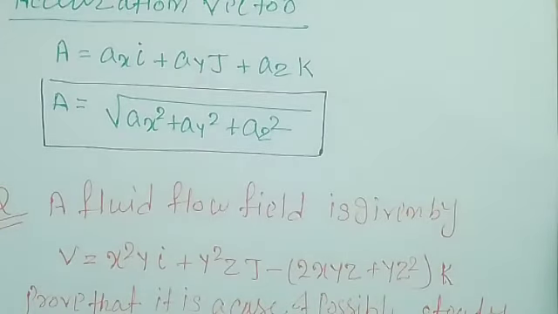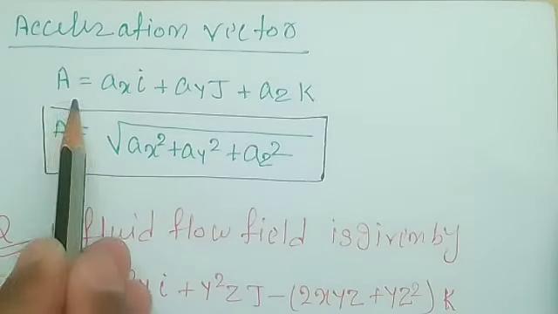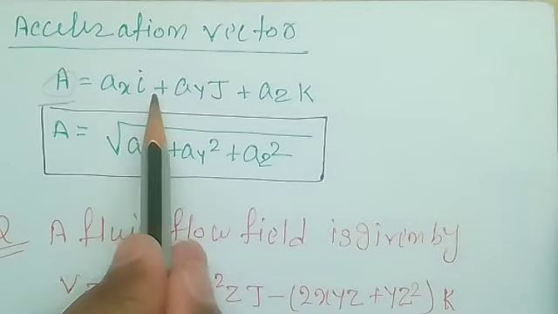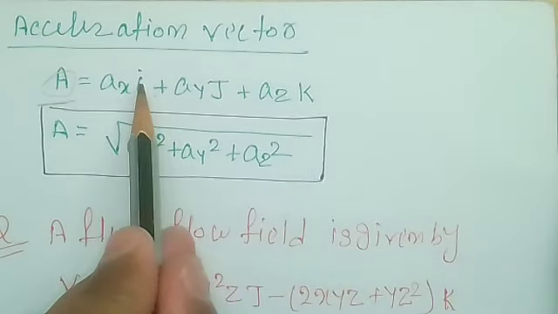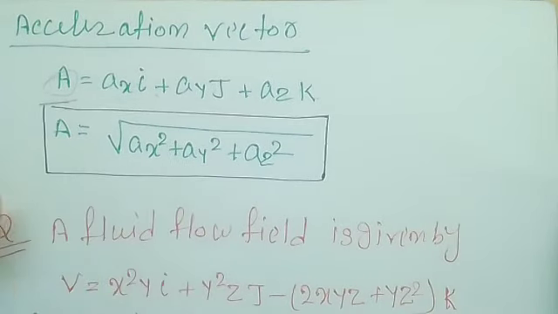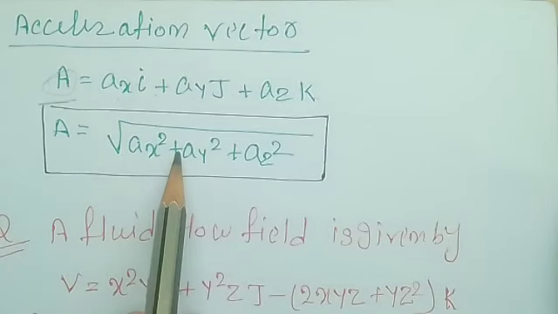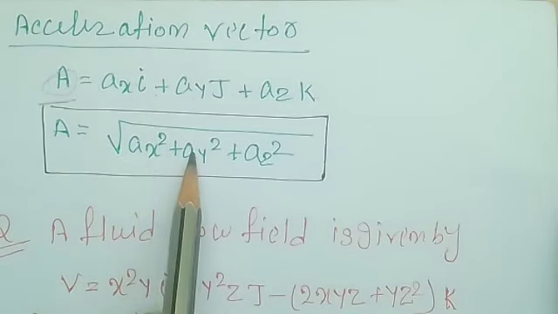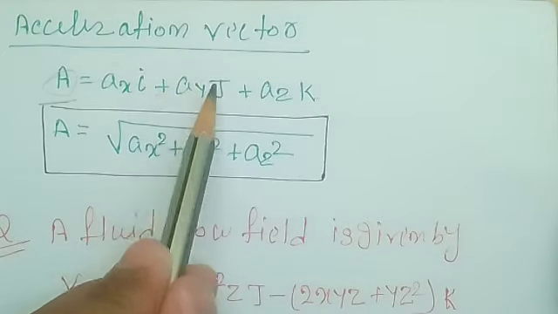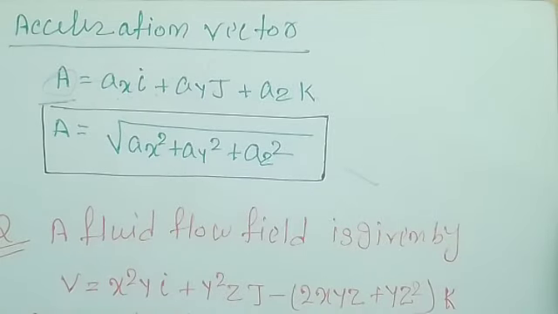So now after doing this, we can say the acceleration vector is a is equal to axi plus ayj plus azk, the resultant acceleration. Again, i, j, k are the unit vectors. So how do we find the resultant? That is a square root of the summation of the squares of the coefficients, that is ax square plus ay square plus az square. The i coefficient is ax, the j coefficient is ay, and the k coefficient is az. So you can get the resultant.